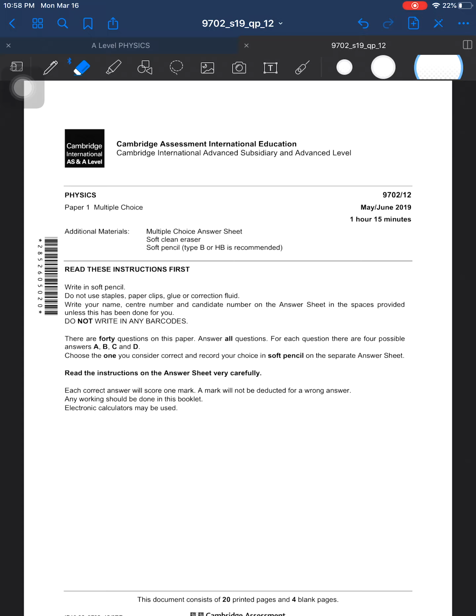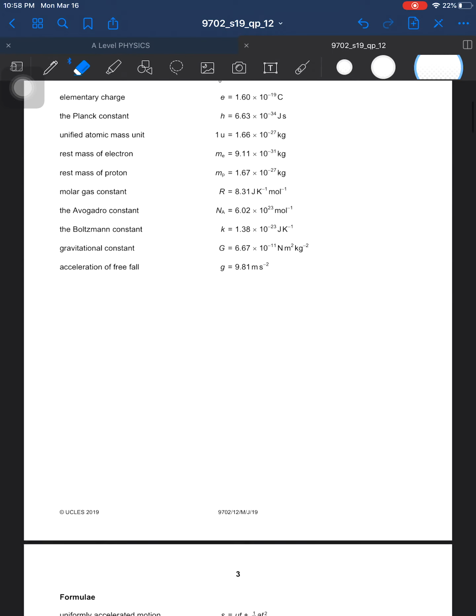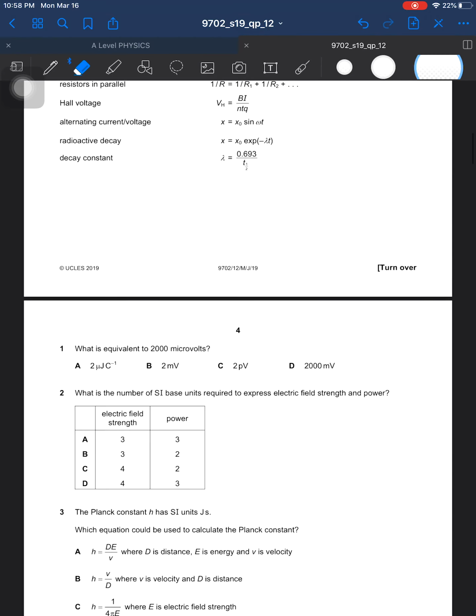Also, to know what is a good way to answer the questions so that we don't waste so much time, because remember paper 1 is an hour 15 minutes, so basically you have a minute and a half to answer each of the questions. So let's go directly to question number 1.